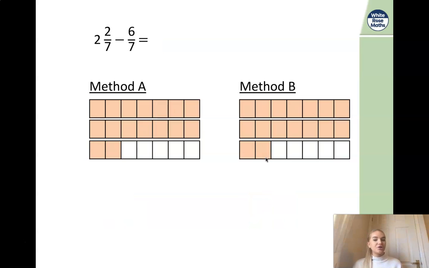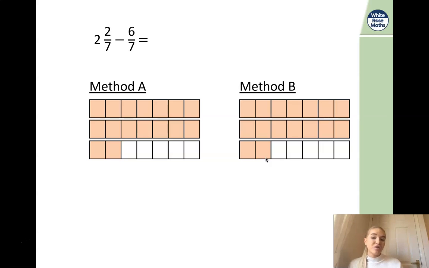Now it's your turn using method A and method B. Can you work the answer out to 2 2/7 subtract 6/7? Pause the video and have a go, please. Off you go. Okay, was that a bit tricky? Maybe it was, maybe it wasn't. I'm going to work through it with you.